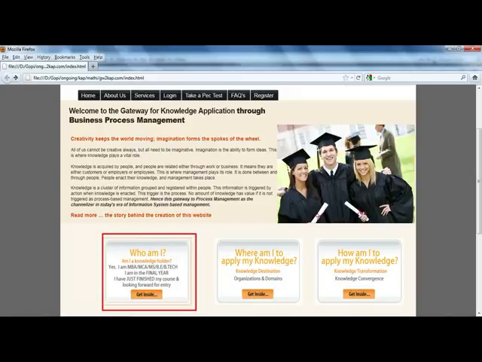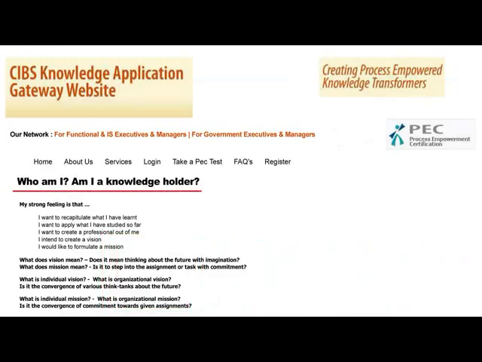Who am I? Get inside details. Who am I? Am I a knowledge holder? I am MBA, MCA, BE, BTech, MS and MTech, completed degree holder. I want to recapitulate what I have learnt. I want to apply what I have studied so far. I want to create a professional out of me. I intend to create a vision. I would like to formulate a mission.